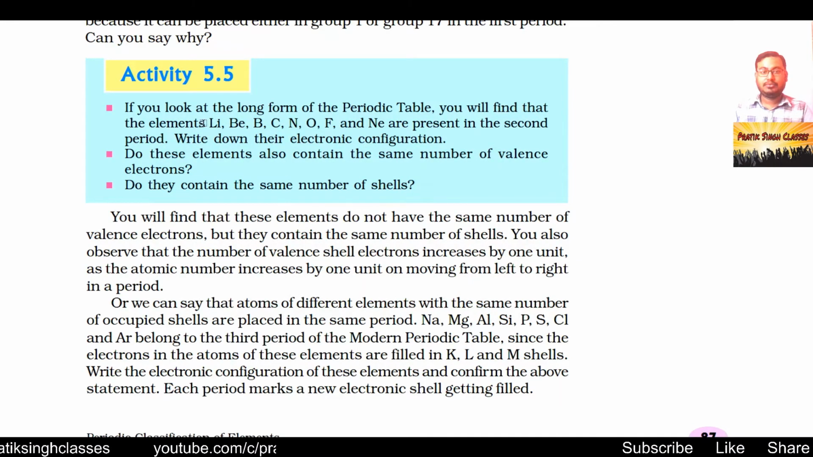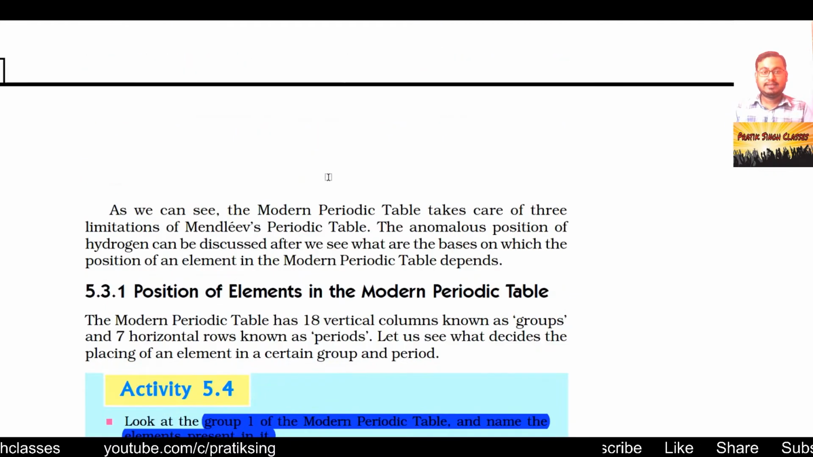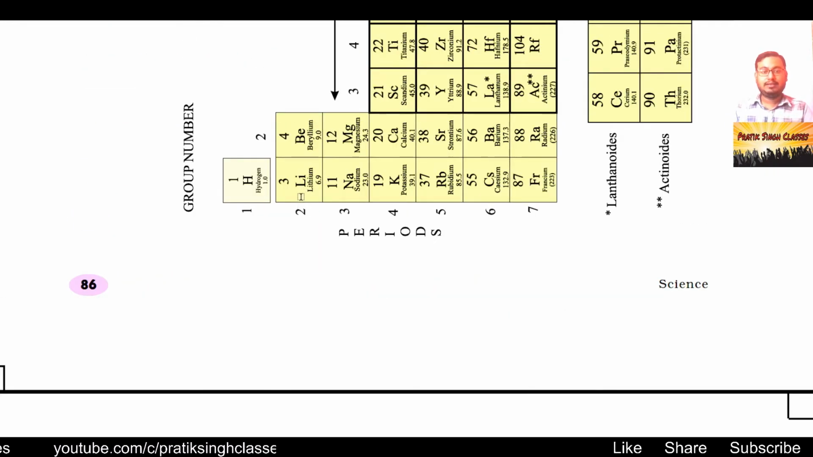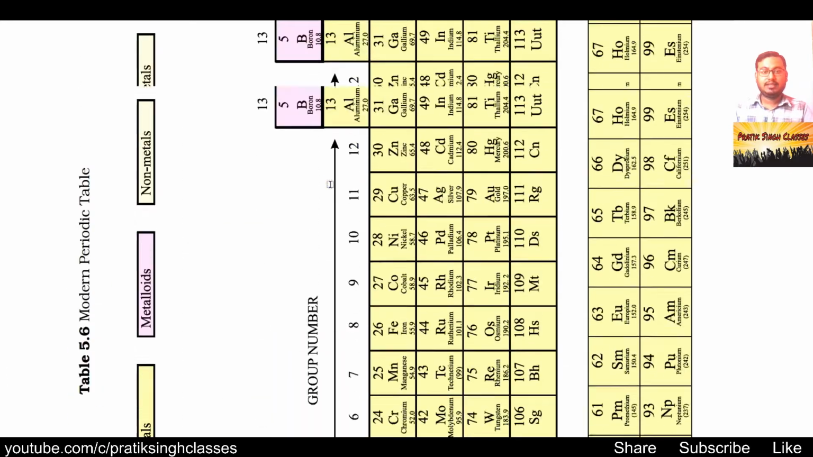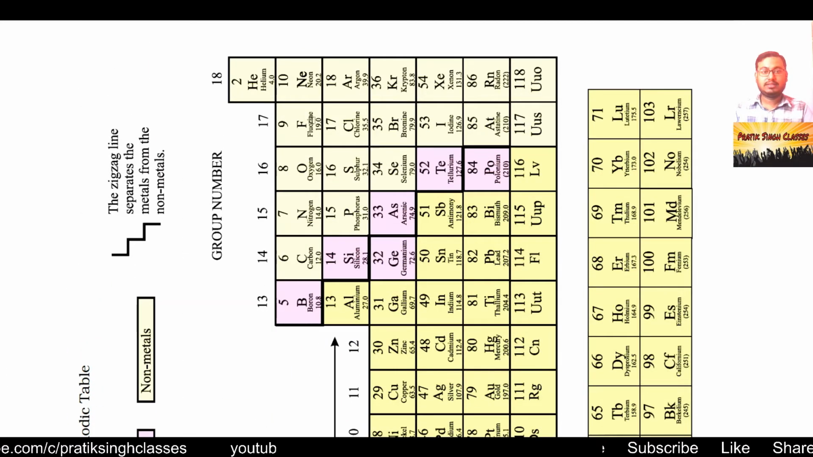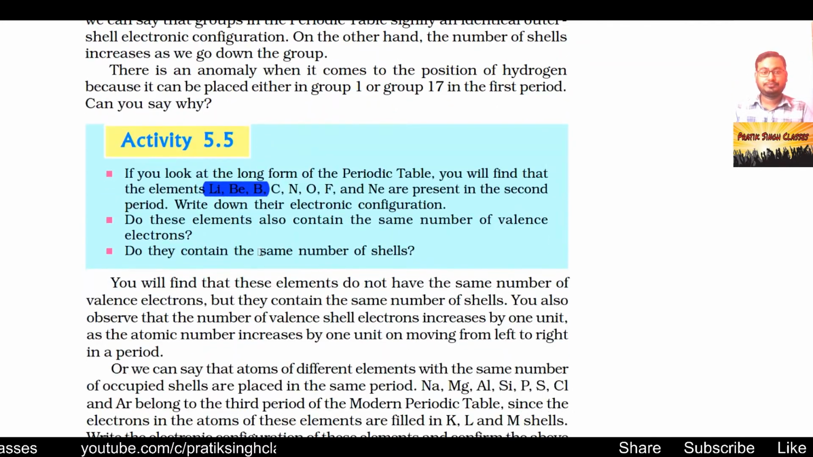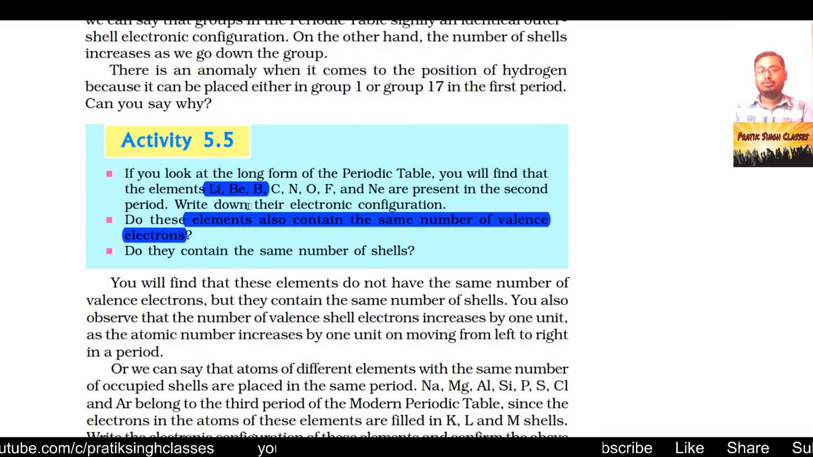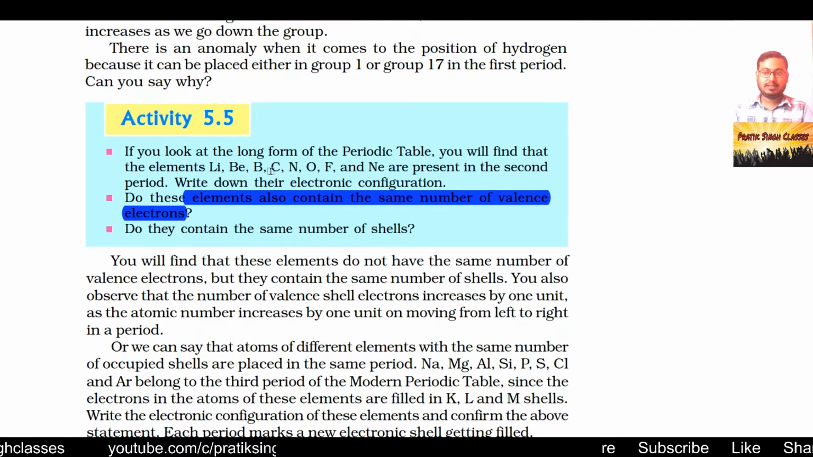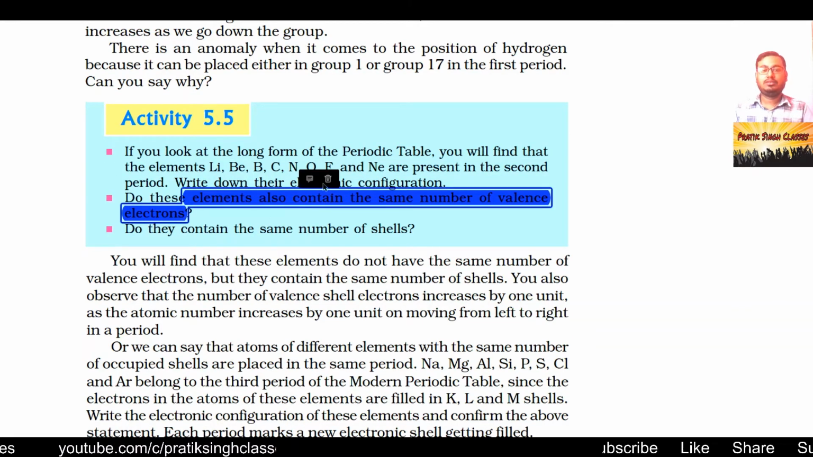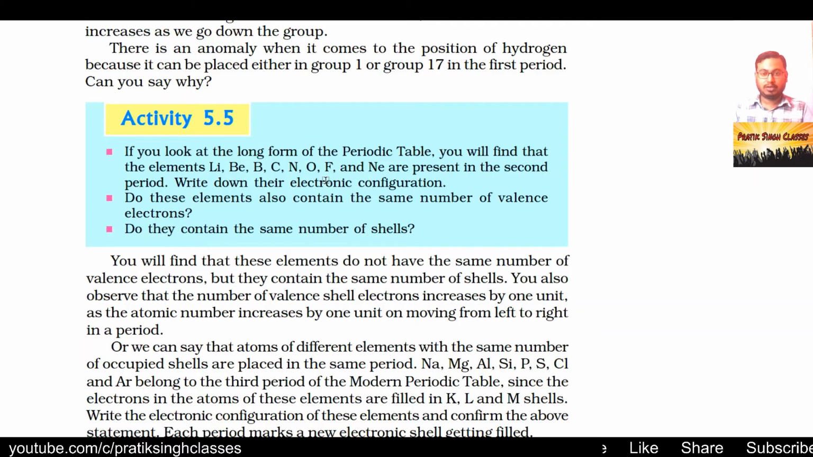Then lithium, beryllium, boron, carbon are available in group 2 elements. In group 2, that is lithium, beryllium, then boron, carbon, nitrogen, oxygen, fluorine, and neon. Leaving out neon, let us write the electronic configuration of all the elements of group 2. Do these elements also contain the same number of valence electrons? No, their valence electrons will increase by one in each element, but the number of shells will remain the same.